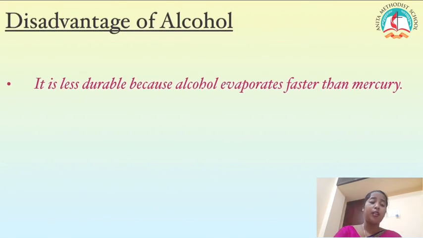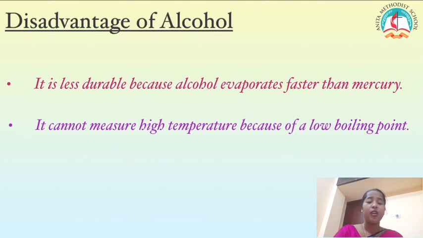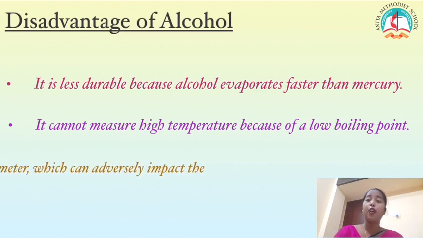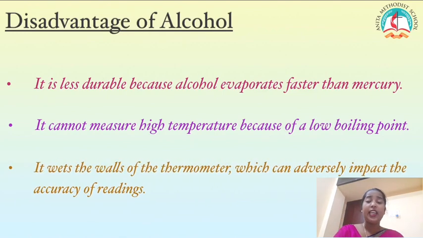Disadvantages of alcohol. It is less durable because alcohol evaporates faster than mercury. It cannot measure high temperature because of its low boiling point. It wets the wall of the thermometer, which can adversely impact the accuracy of readings.